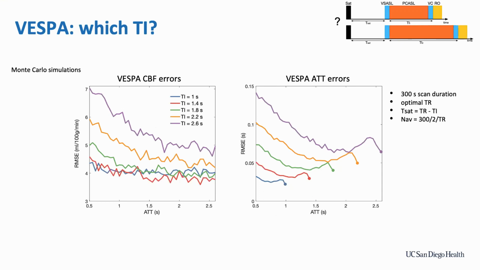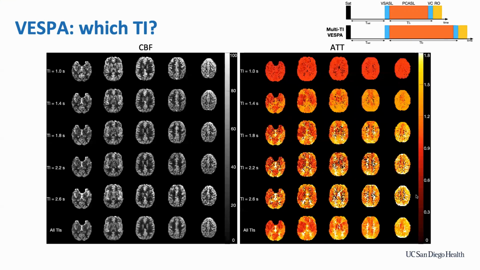But for most experiments that we did, we decided to use a TI of 1.8 seconds, which is shown here in green, because it still has good CBF accuracy, but it can also estimate transit times up to 1.8 seconds, which should be appropriate for gray matter across most of the healthy brain. So we wanted to check this assumption and the results of our simulations in vivo.